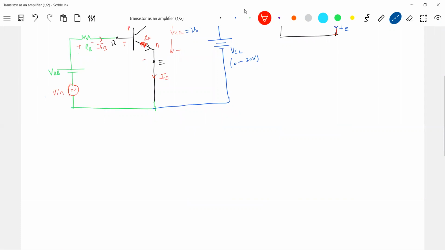So if you had, now this is the DC signal. For this, I'm adding an AC signal. Then the effective signal will become like this. Okay, this should be dotted.